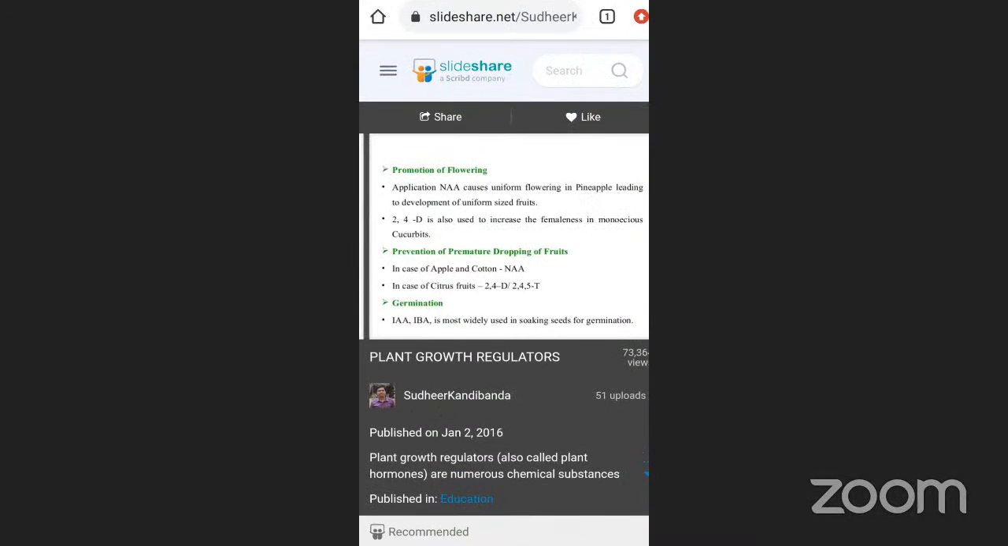Okay. So next one is promoting flowering, to increase the flowering. NAA, naphthalene acetic acid, and 2,4-D are also used to increase femaleness in monoecious plants, that is, the Cucurbitaceae family. They also increase the germination capacity. IAA and IBA, indole acetic acid and indole butyric acid, are mostly used for soaking seeds for germination. So the auxins are widely used in horticulture and other areas.